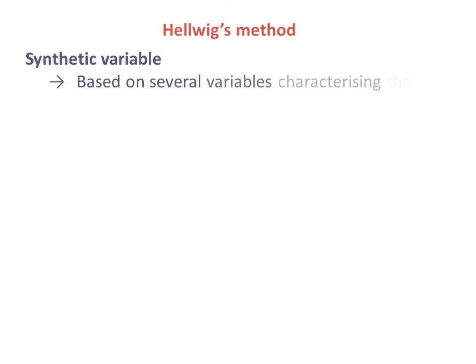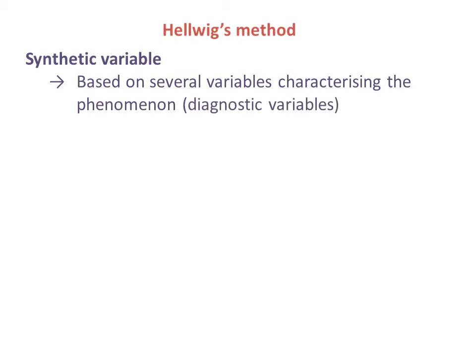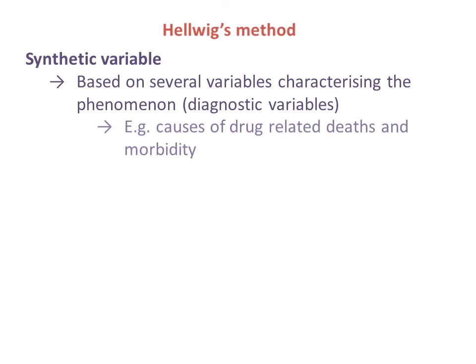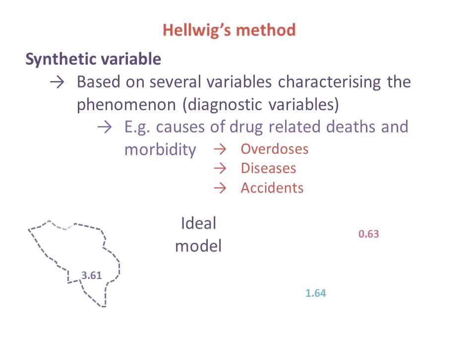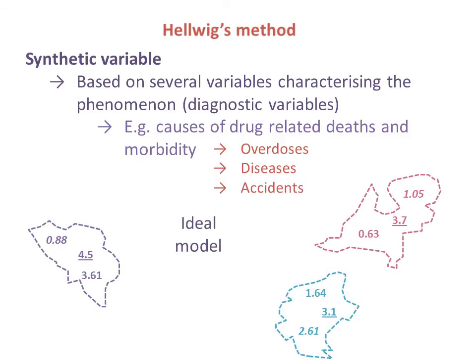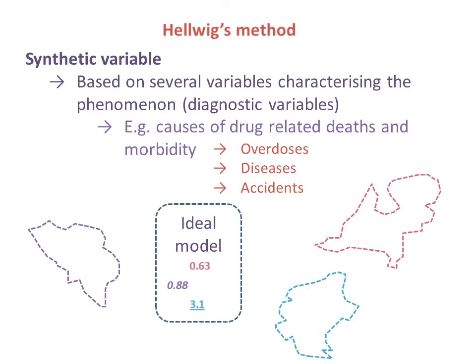This method involves constructing one variable, called a synthetic variable, based on several variables characterizing the phenomenon under study, in statistics referred to as diagnostic variables. For example, the main causes of drug-related deaths and morbidity, overdoses, diseases, accidents, and so on. An ideal model is built consisting of the most favourable variables found for the diagnostic variables in the countries included, and every country is compared to this model to estimate the avoidable costs.